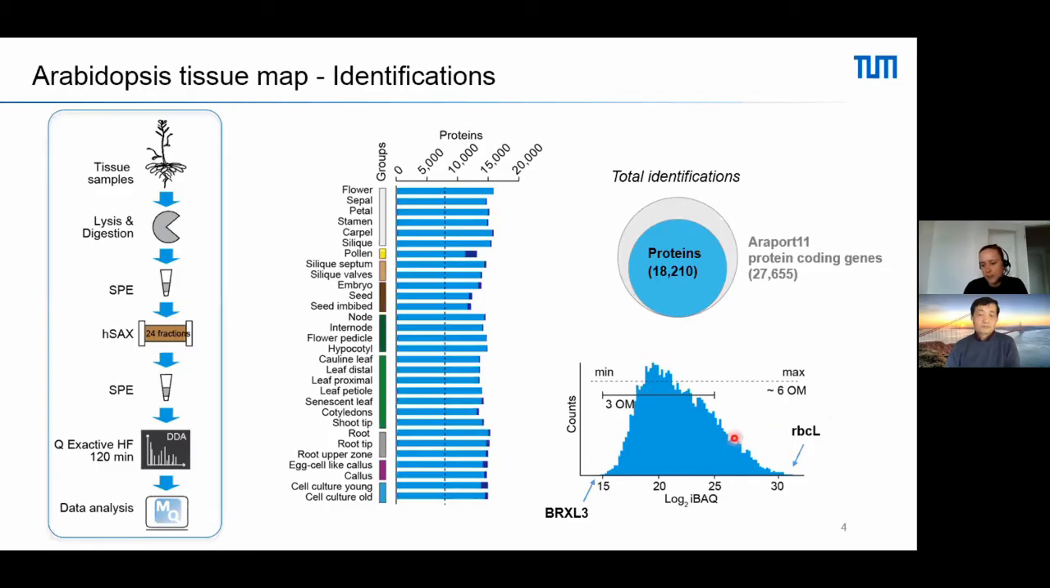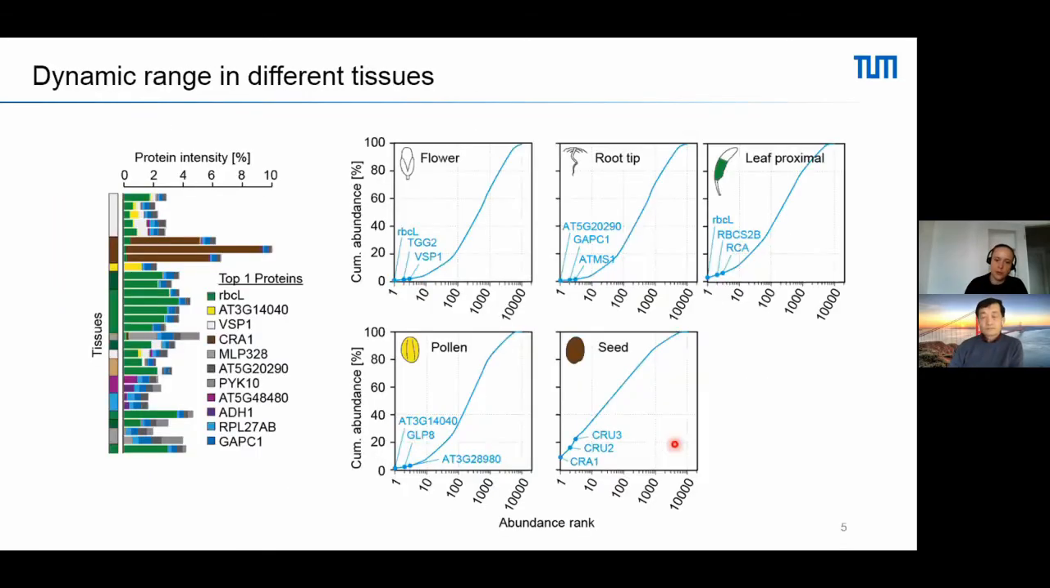So this picture here is an average over all of the tissues. However, if you look at the individual tissues separately, you can see a very different dynamic range in different tissue types. So here in these plots, we have on the x-axis always plotted the different proteins ranked according to their abundance. So number 1 would be the top 1 most abundant protein, the number 10 would be the 10th most abundant protein, and so on.